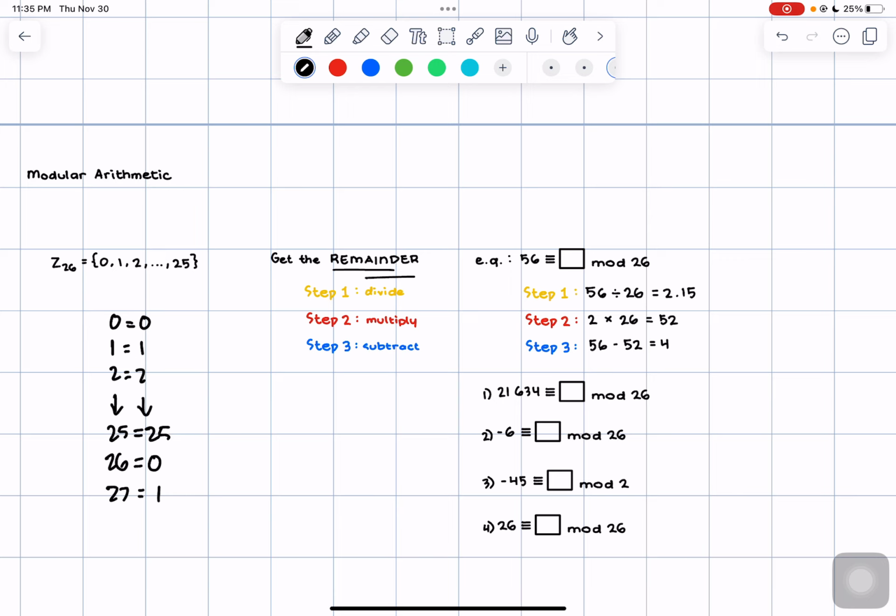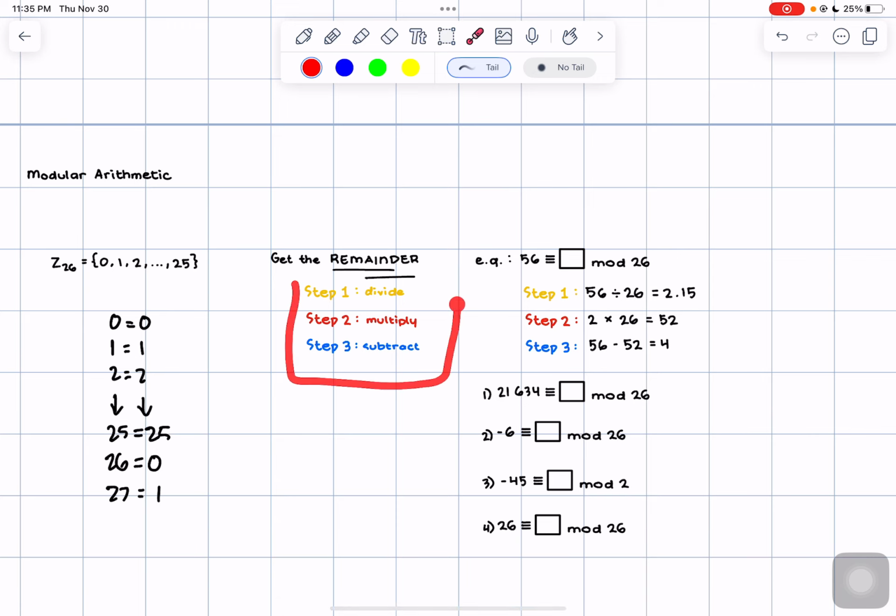In affine cipher, a working modulo, or the length of the alphabet used, is involved, so we'll learn how to get this first. The very main goal is to get the remainder. These are the steps that we need to do, or the operations that we have to use. So for example, we have 56.